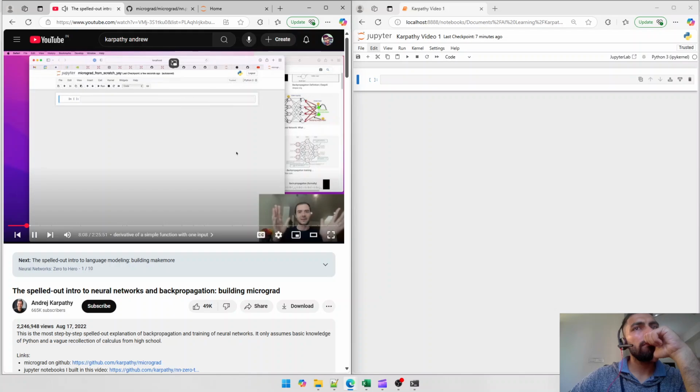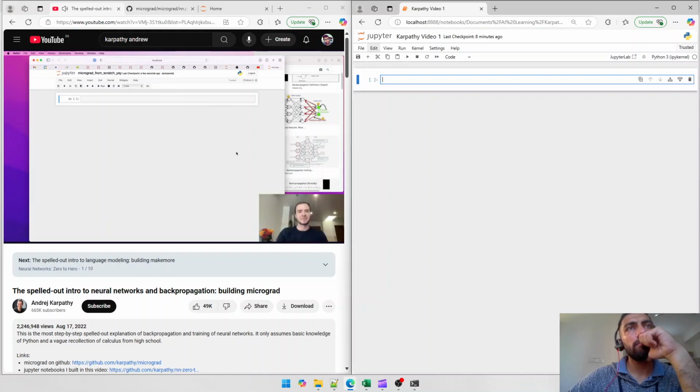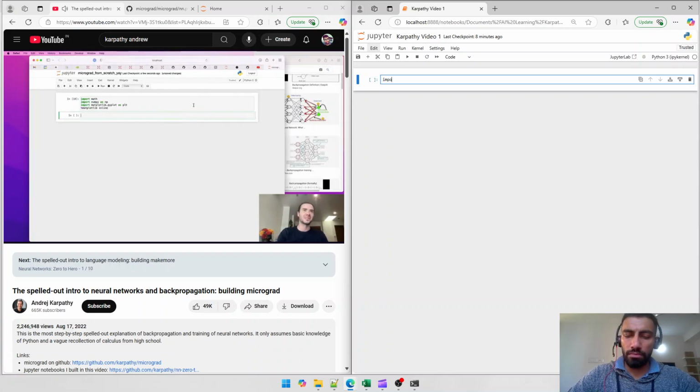Okay, so now let's dive right in and implement micrograd step by step. The first thing I'd like to do is I'd like to make sure that you have a very good understanding intuitively of what a derivative is and exactly what information it gives you. So let's start with some basic imports that I copy-paste in every Jupyter notebook always.